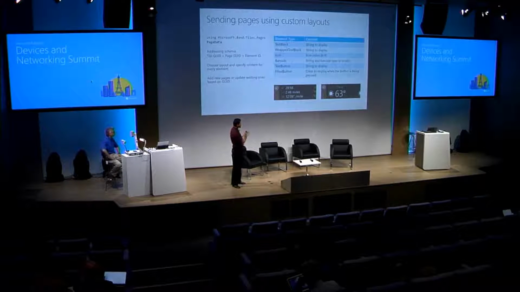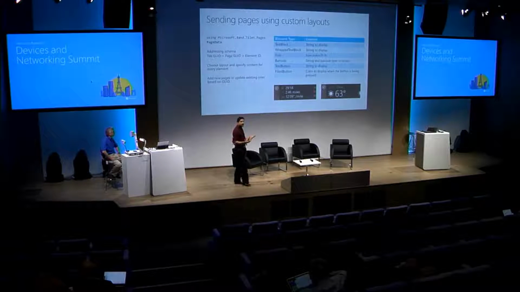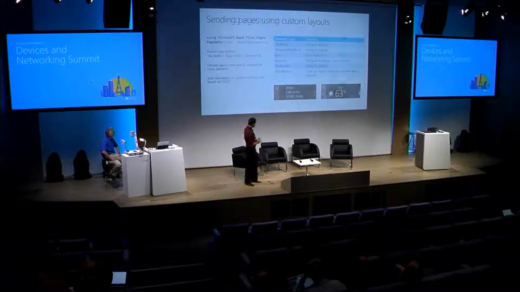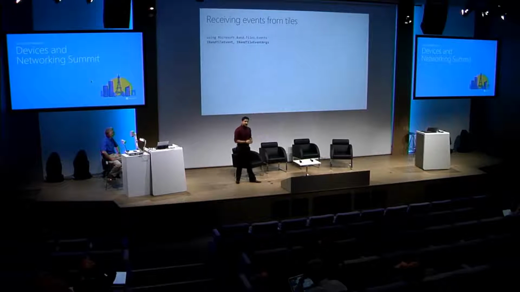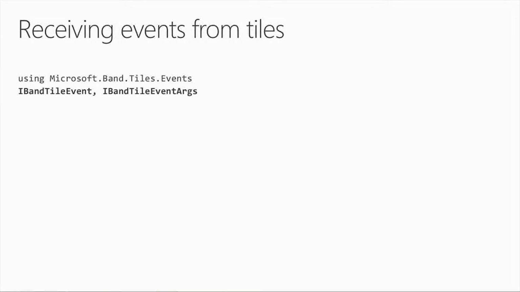So the previous screen showed you the layout. This is how the layout would look with some data in it. So once you create tiles on Microsoft Band, we saw that you can get data from the Microsoft Band sensors. Now you're like, okay, based on those sensors, maybe I'm going to send some data back to the Microsoft Band. So you created a tile and you sent a page to the Microsoft Band tile.